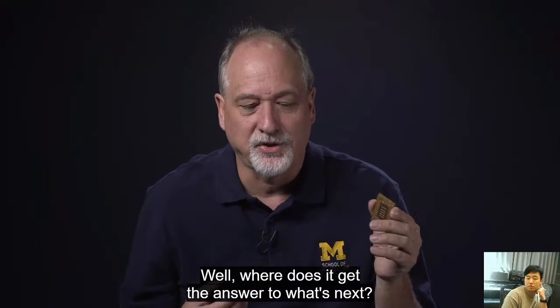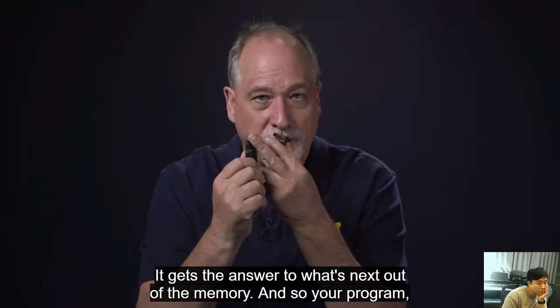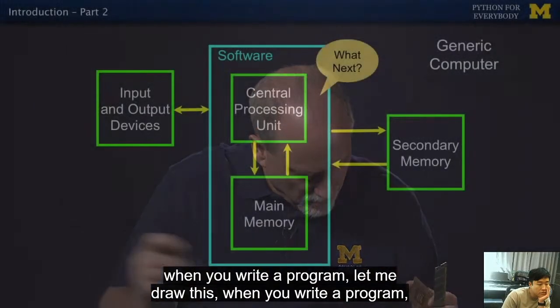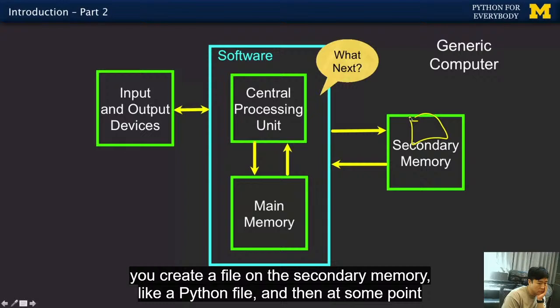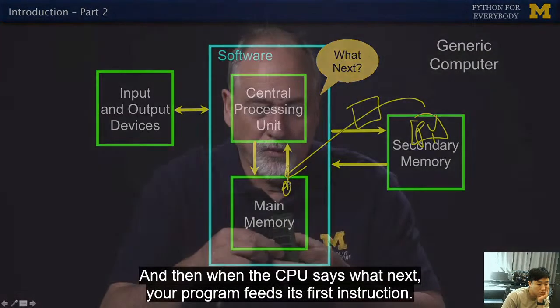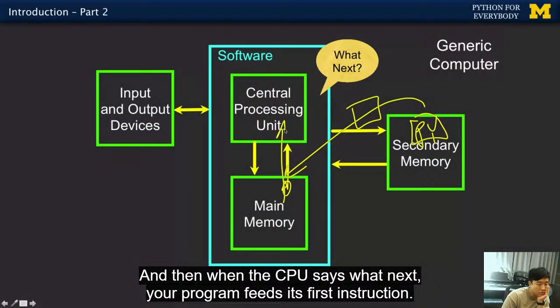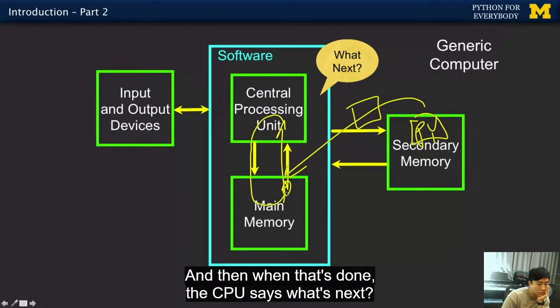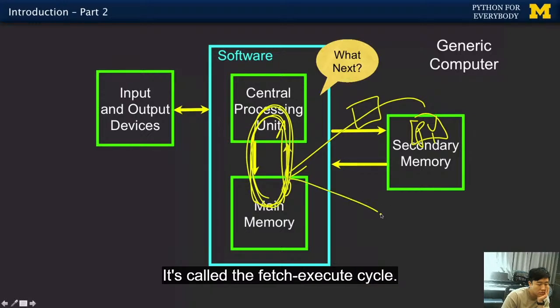Well, where does it get the answer to what's next? It gets the answer out of the memory. When you write a program, let me draw this, you create a file on the secondary memory, like a Python file. And then at some point that is loaded into the main memory, translated, and then your program is here. And when the CPU says what's next, your program feeds its first instruction. And when that's done, the CPU says what's next. It feeds a second instruction, third instruction, fourth instruction. It's called the fetch execute cycle.